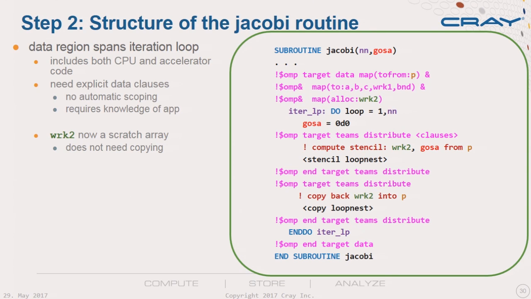No, I think work2 was defined here at the beginning of the routine, Jacobi. I mean, I'm not sure about the C version, but for the Fortran one, it's still outside of our data region.